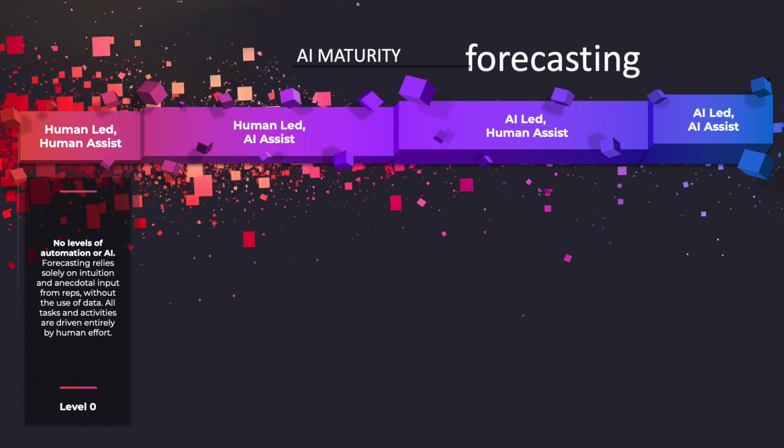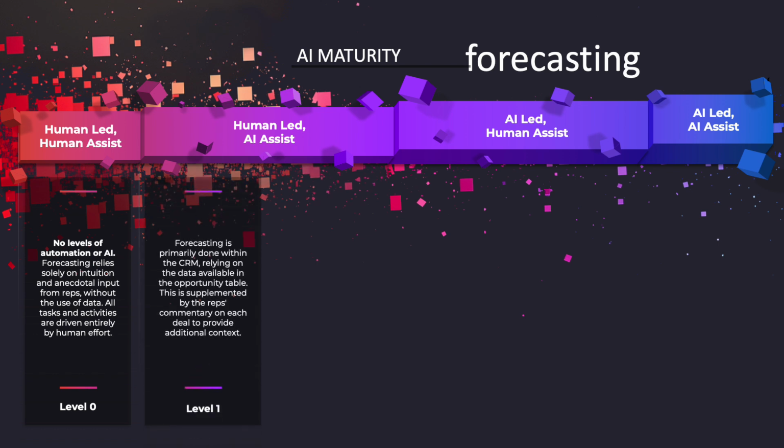driven completely manually. But as we move to the next maturity, human-led AI assist, level 1, AI begins to support forecasting by analyzing historical data and engagement, but the human judgment is primary. So forecasting is mainly within the CRM and drawing from opportunity data and the rep's deal commentary for added context.